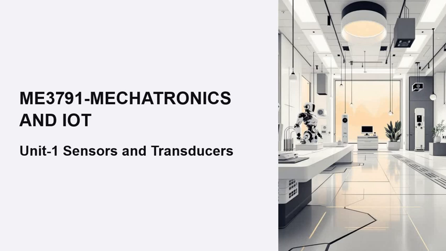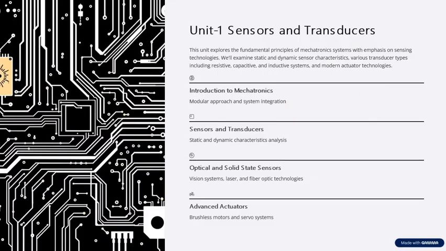Today we will discuss the introduction of the mechatronics IoT subject, and also unit 1. The name is called sensor and transducer. In this unit, we discuss different types of sensors as well as transducers. So this unit explores the fundamental principles of mechatronic systems with emphasis on sensing technologies.